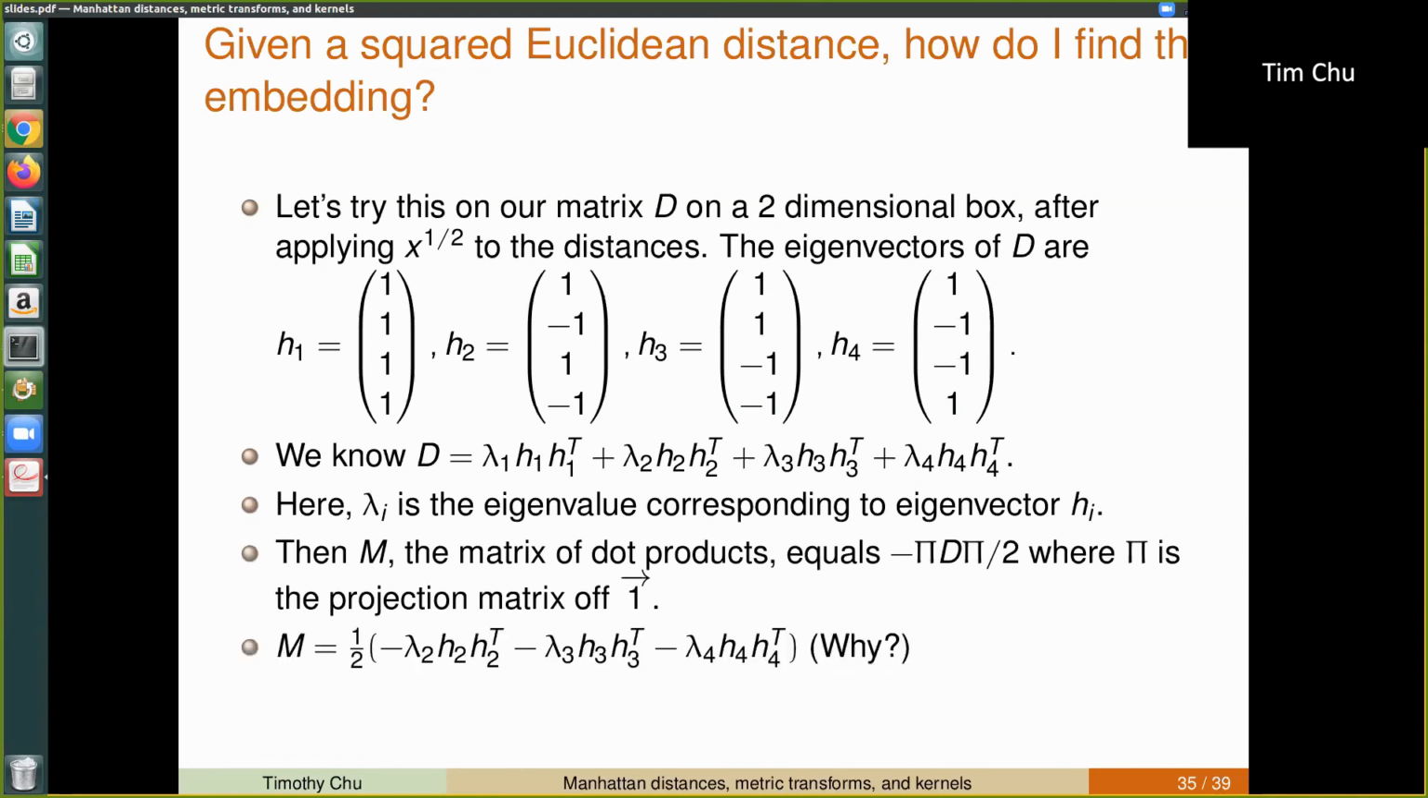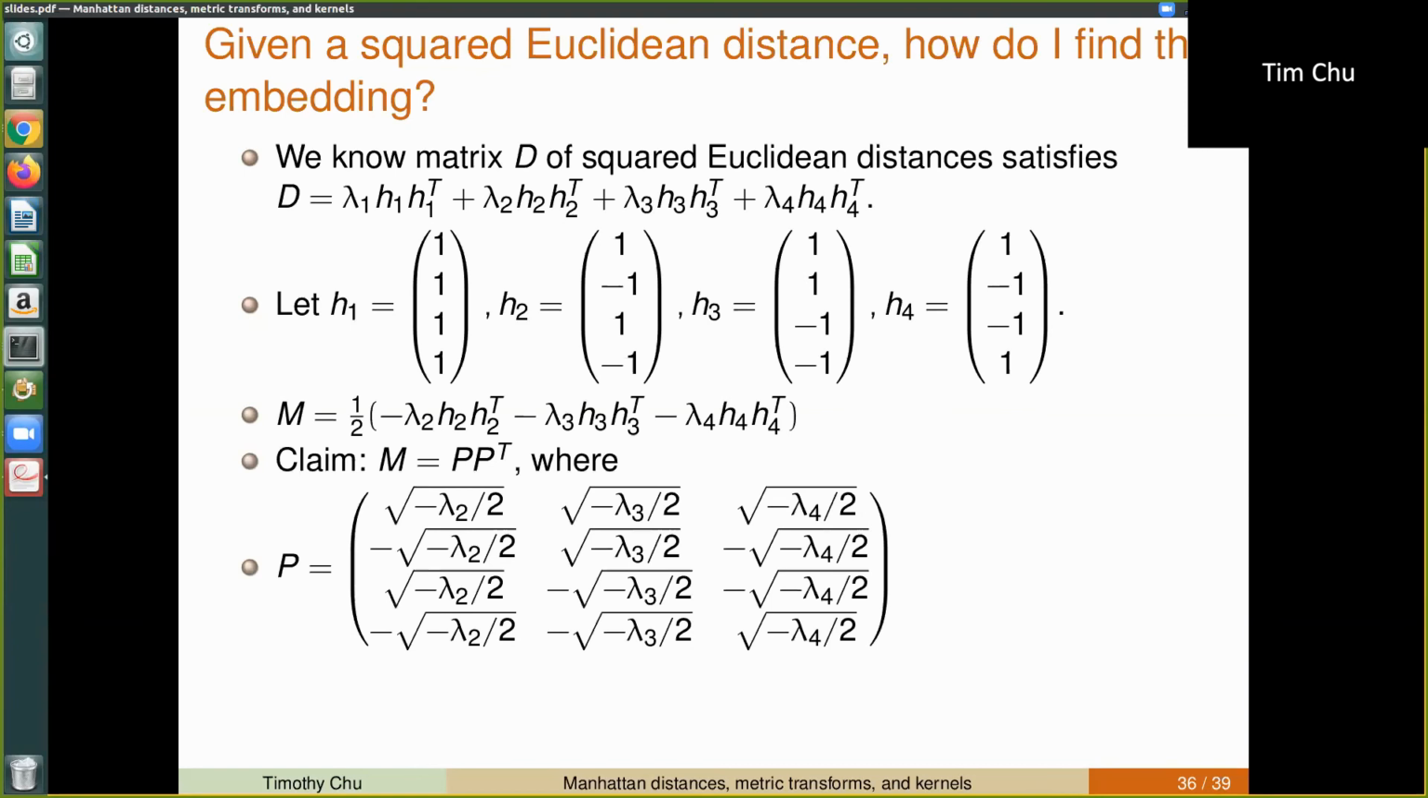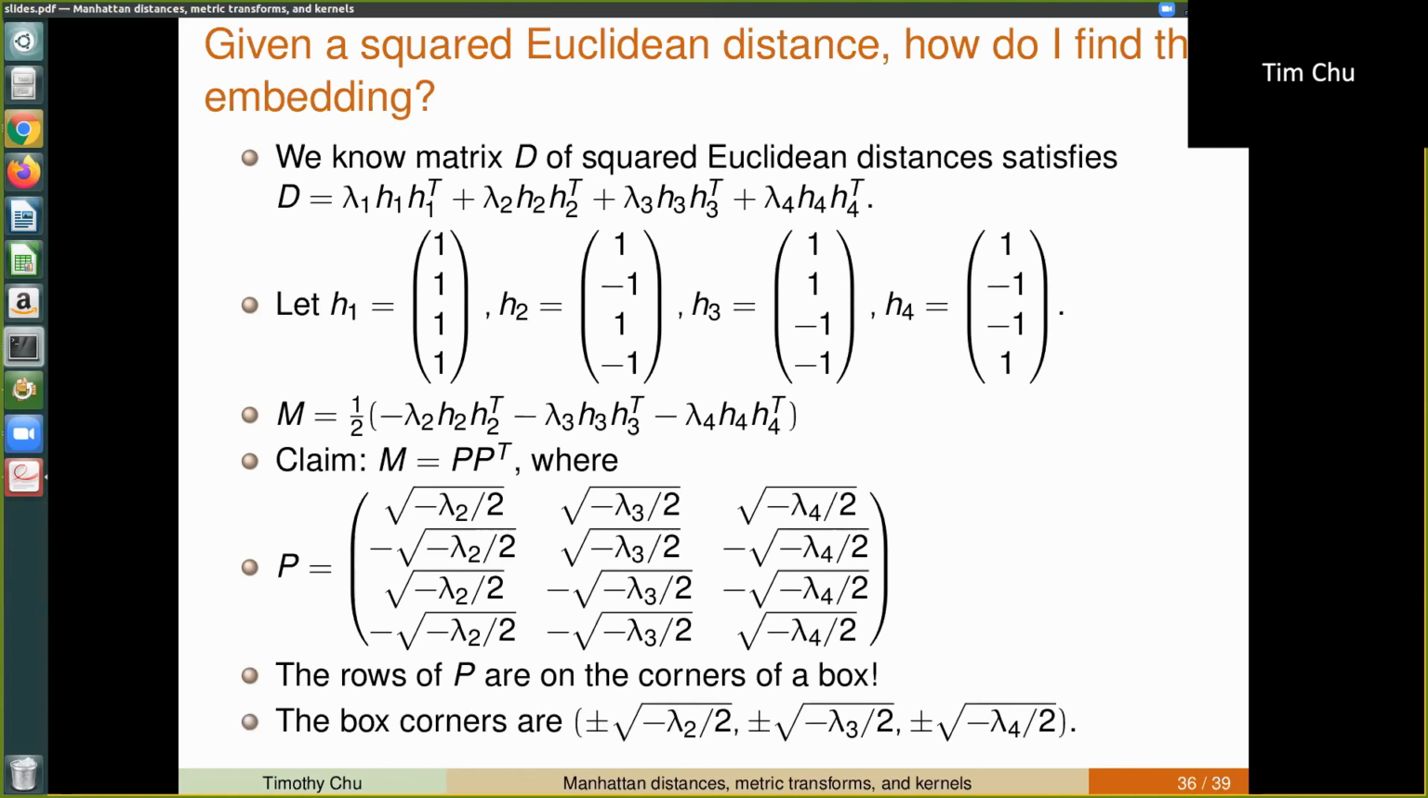And M will also have a very predictable form. One reason it has a very predictable form is that this matrix D has the all-ones vector as an eigenvector. It's very crucial to the heart of our proof. It turns out you can then factorize it once you have the structure of M, and you get that your embedding P is exactly the matrix that I showed you before. Like I said, the rows of P are on the corners of the box.